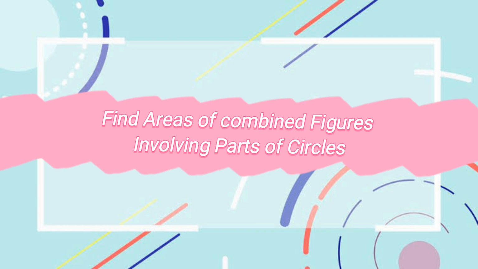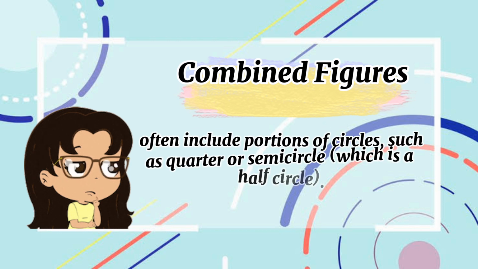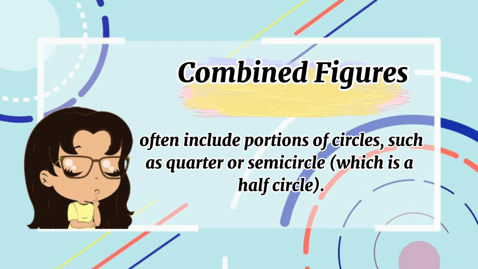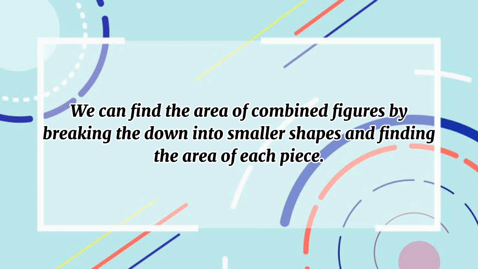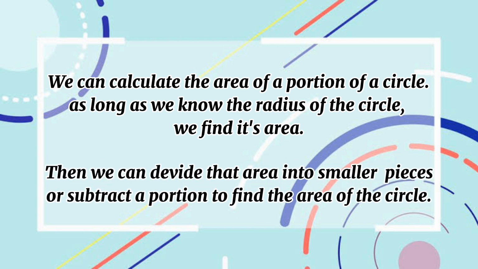Last, let's find areas of combined figures involving parts of circles. Sometimes we may be asked to find the area of combined figures. Combined figures often include portions of circles, such as a quarter or a semicircle, which is half of a circle. We can find the area of combined figures by breaking them down into smaller shapes and finding the area of each piece. We can calculate the area of a portion of a circle as long as we know the radius of the circle. We can divide the area into smaller pieces or subtract a portion to find the area of a part of the circle. Let's try this out.